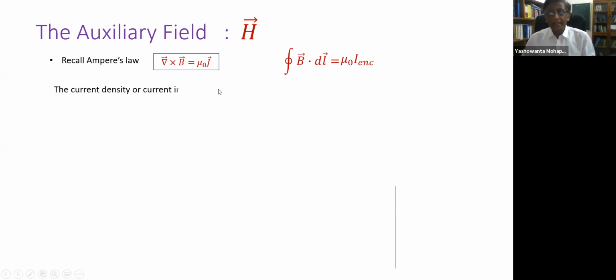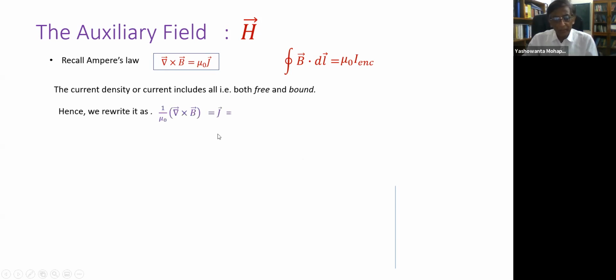The current density, or the current that is included here, is both free and bound current. In the last lecture, I had discussed bound currents. So Ampere's law in differential form and in integral form includes both free and bound currents. Hence we rewrite it as 1 by mu naught del cross B equals J, with J as free current plus bound current. So there is no new physics. It's just that I'm writing it for my convenience.